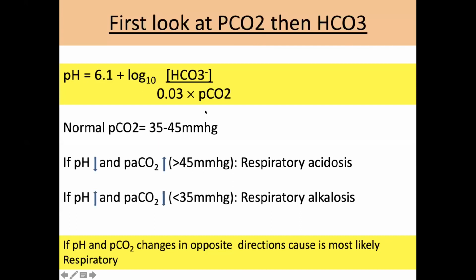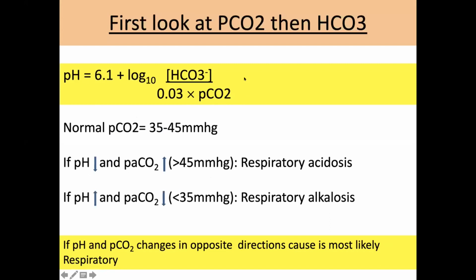We know this Henderson-Hasselbalch equation. pH is inversely proportional to PCO2. So if the PCO2 goes up, the pH goes down. If the PCO2 goes down, it is less, the pH goes up. So always remember, if pH and PCO2 are moving in the opposite direction, the primary cause is respiratory. If the PCO2 goes up and the pH goes down, that means it becomes acidotic. So the primary cause is respiratory if the arrows are in opposite direction.